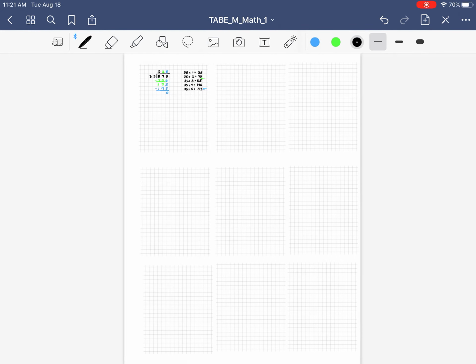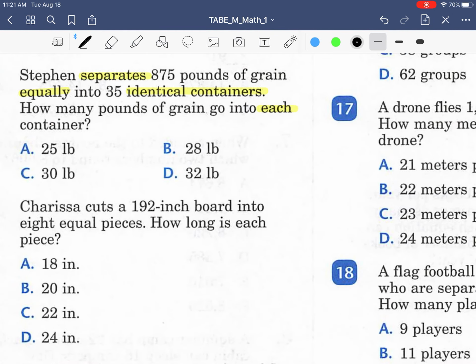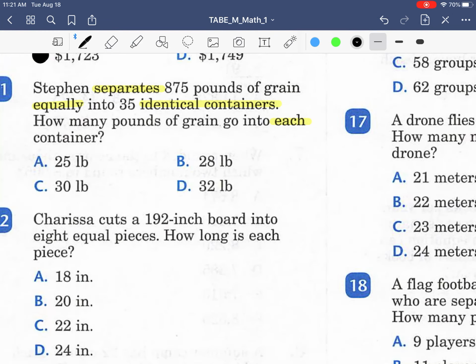And I'm going the wrong way, guys. I'm so sorry. I'm getting myself confused. 25 pounds per container. And we only choose one on this one.